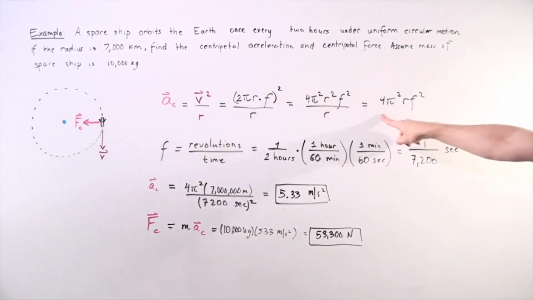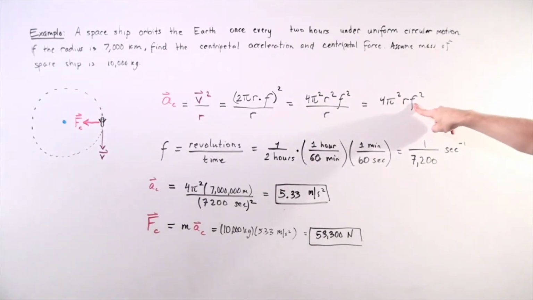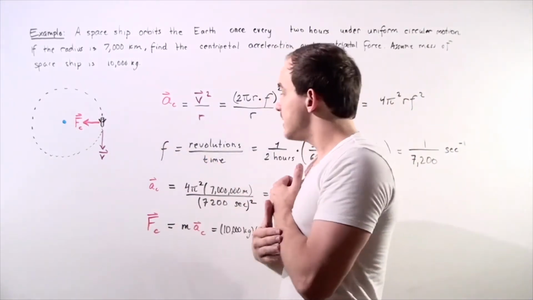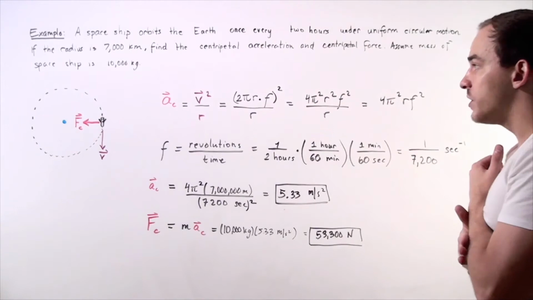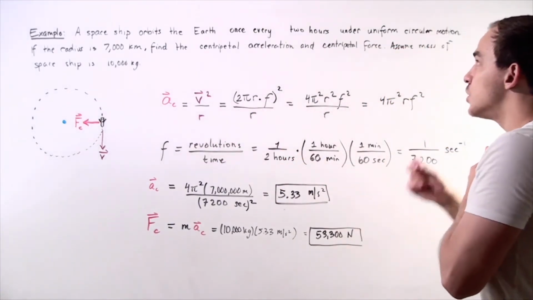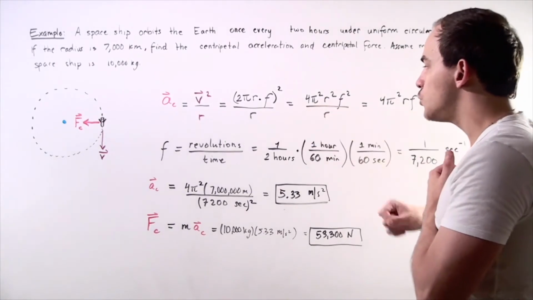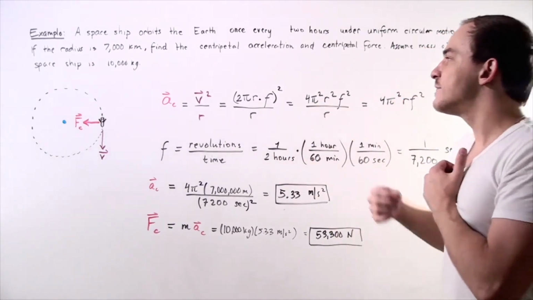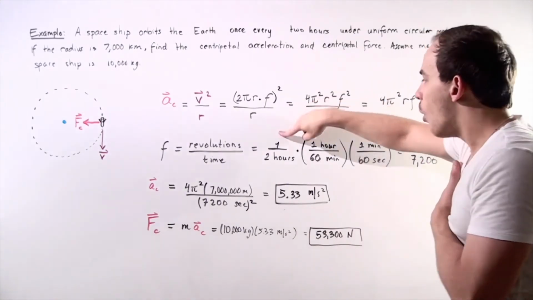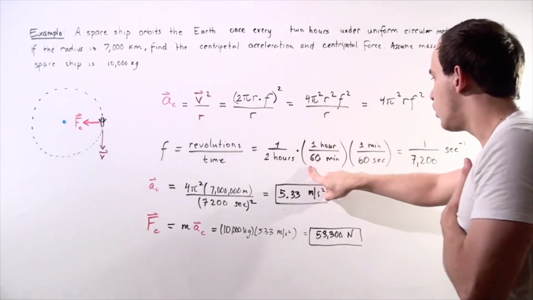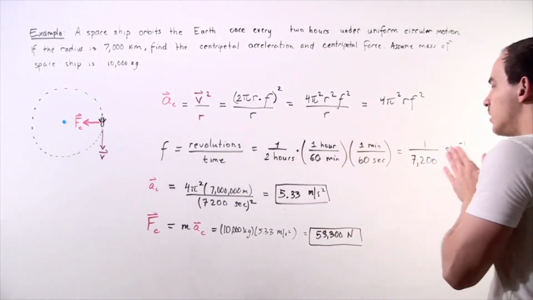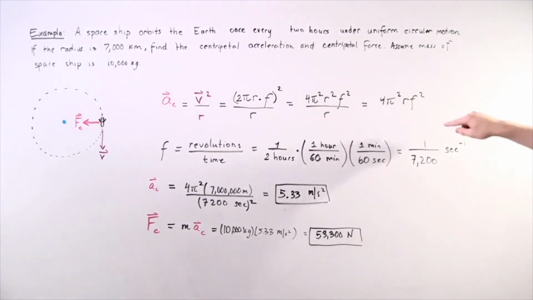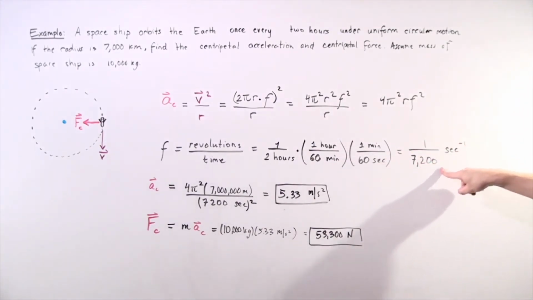We know what the 4 is, we know what pi is, we know what r is, but we don't know what f is. And the frequency is given by revolutions or orbits per some given time. We are told that our spaceship takes 2 hours to make a single orbit, so we have one revolution every 2 hours. We want to convert it to seconds. So we have 1 over 2 multiplied by 1 over 60 multiplied by 1 over 60. The hours cancel, the minutes cancel, and we are left with seconds at the bottom. So we have 1 over 7,200 seconds, where the seconds appears at the bottom.